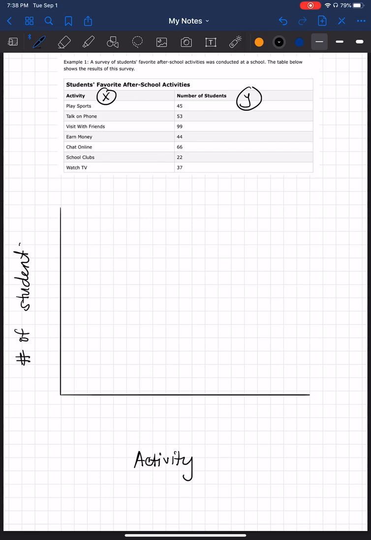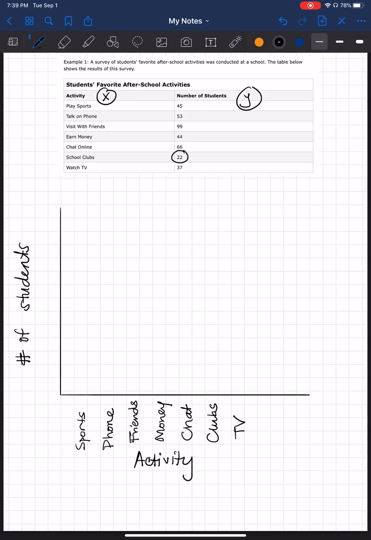So this one's going to be a little bit different because the X-axis are words and the Y-axis are numbers. So instead of doing numbers on the bottom, just write it out. So the first one is sports. I'm gonna write it sideways so maybe it'll fit better. So sports, we got phone, we got friends. I'm just abbreviating so that it'll fit better. We got money, chatting, clubs, and TV.